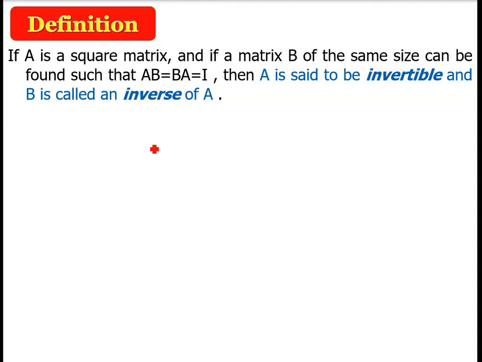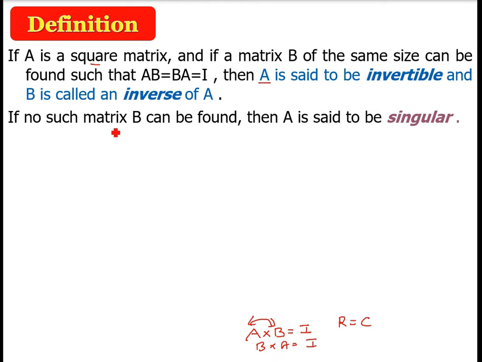Okay. So by definition, if A is a square matrix and a matrix B of the same size can be found such that AB equals BA equals I, the row and column should be equal. A we are calling B an inverse, and B we are calling A the inverse. So A here we call invertible, and B is called an inverse of A. In this case, B is the inverse of A and A is the inverse of B. So A is said to be invertible and B is called the inverse if A multiplied by B is equal to I.